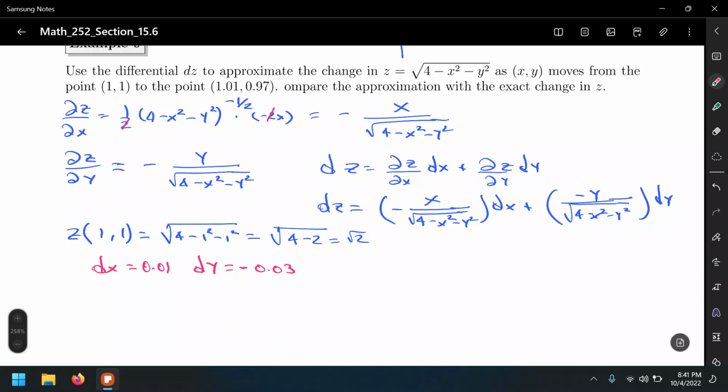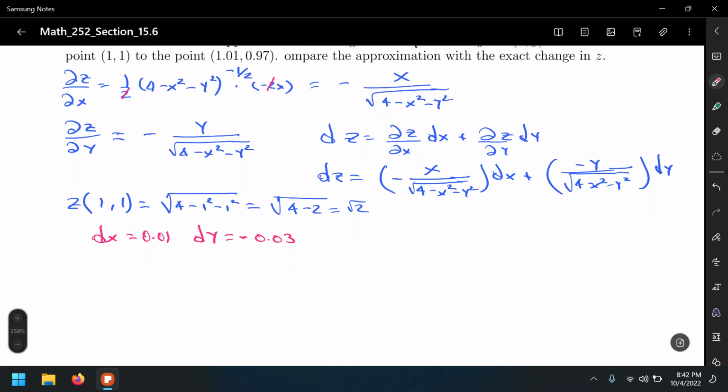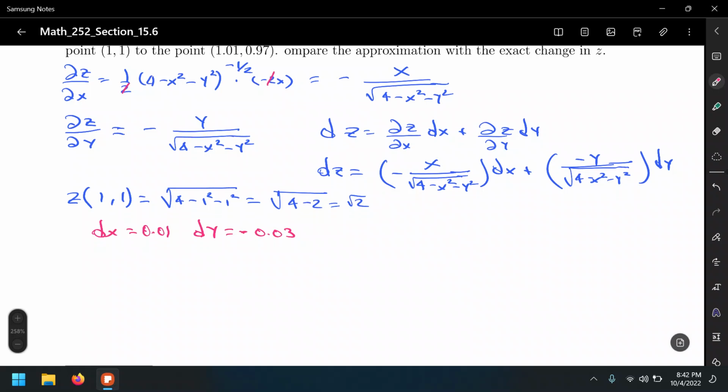0.03. However, it's going to be negative because it's a number smaller than 1. Alright? So yes, in this case the direction matters. When it's a larger number, it's positive 0.01 because it's 0.01 units larger than the initial value. And for the y value, we go from 1 to 0.97, we are subtracting 0.03 units, and we need to include that sign.